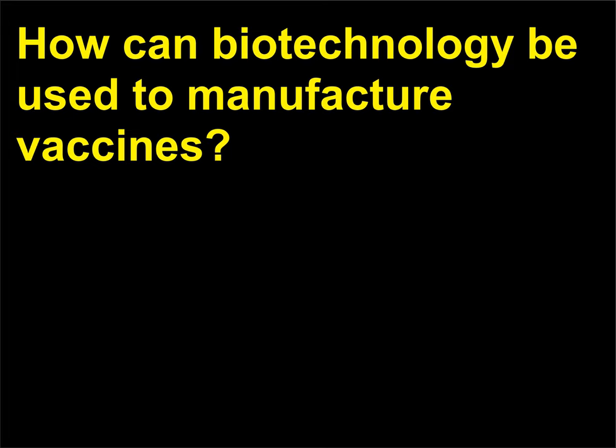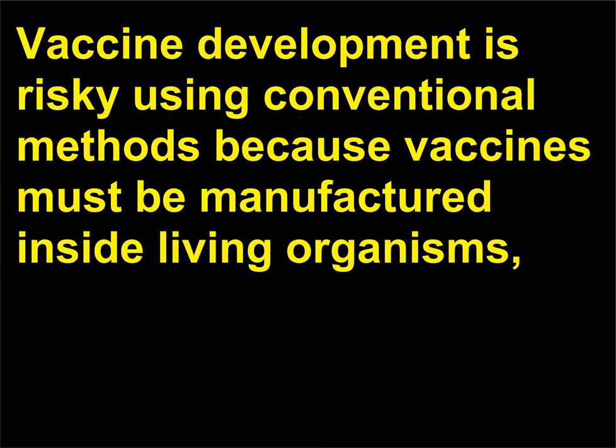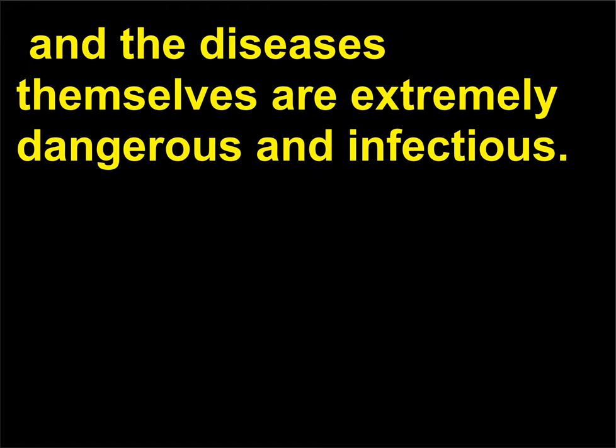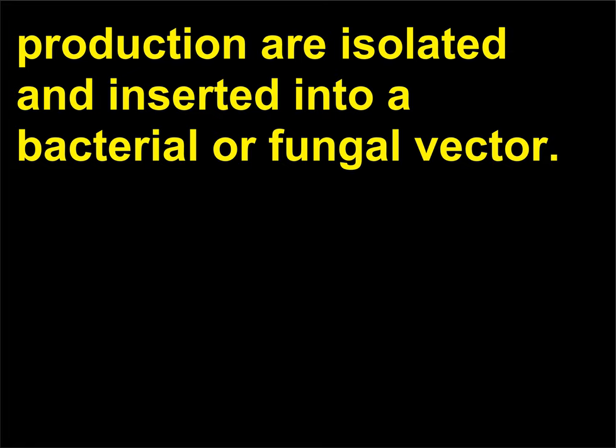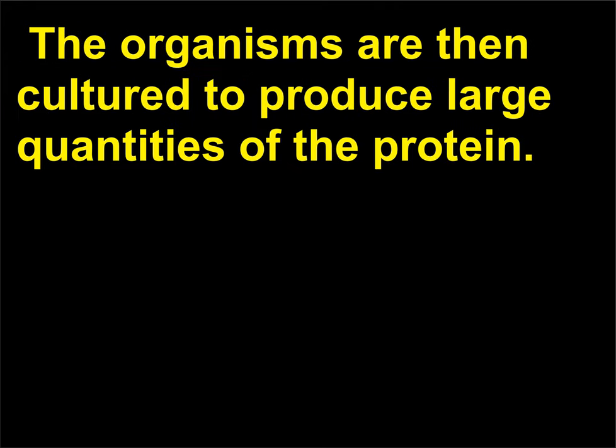How can biotechnology be used to manufacture vaccines? Vaccine development is risky using conventional methods because vaccines must be manufactured inside living organisms. And the diseases themselves are extremely dangerous and infectious. Using genetic engineering, specific pathogen proteins that trigger antibody production are isolated and inserted into a bacterial or fungal vector. The organisms are then cultured to produce large quantities of the protein.